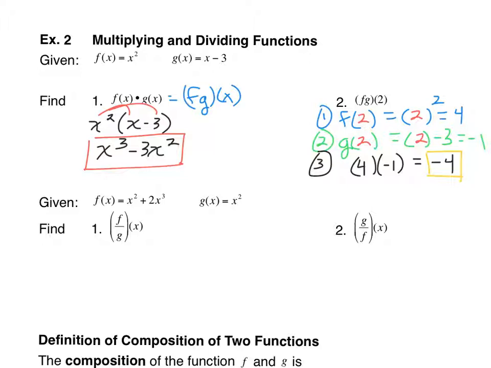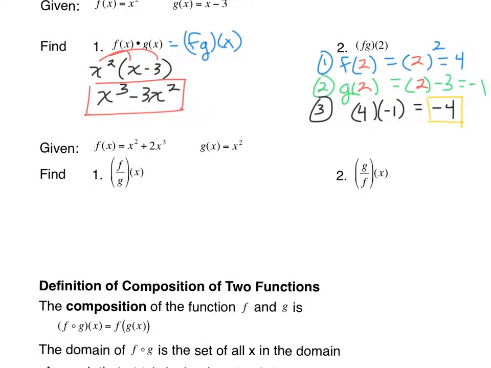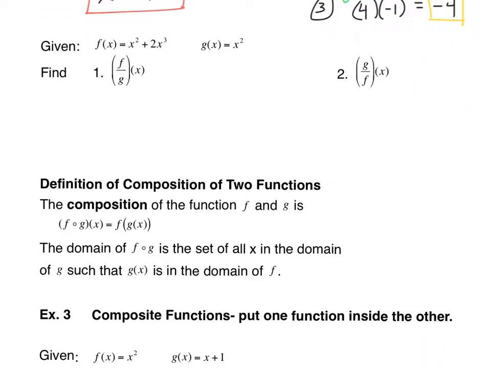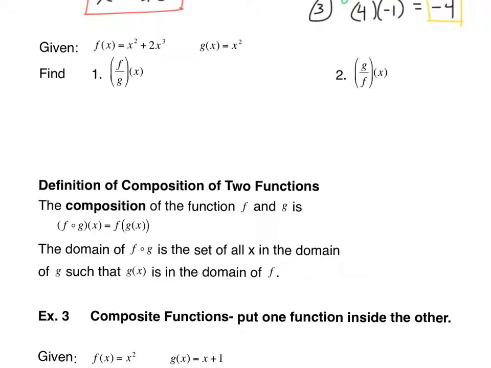All right, so now we're going to do division, and division is a little bit of a different animal, so you've got two different functions here than we had with multiplication. We're going to take f divided by g and g divided by f. Remember, when we divide, we have to look for a restricted domain. So I'm just going to take the f function and divide it by the g function. The f function is x squared plus 2x cubed, all divided by x squared. Then you have to factor the numerator, and the denominator is a monomial, so it can't be factored.